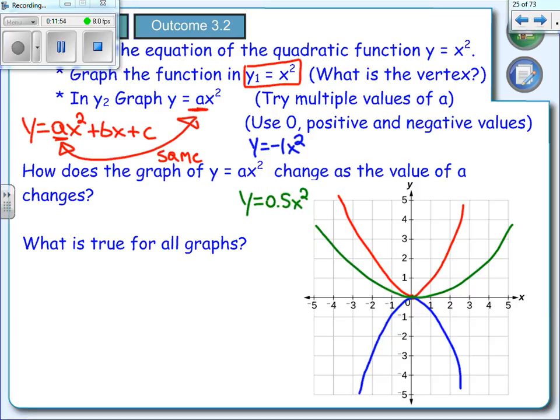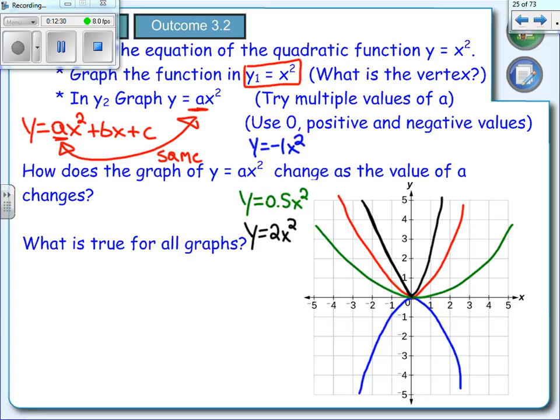Lastly, if you chose an A value that was bigger than 1, so for instance y equals 2x squared, you would notice that your graph actually gets skinnier. Kind of like that black one that I just did there. And the same thing works if it's negative. So if it had been negative 0.5, it would have got wider, but it just would have been facing downwards. And if it was -2, then it would have been narrower, but facing downwards because it was negative.